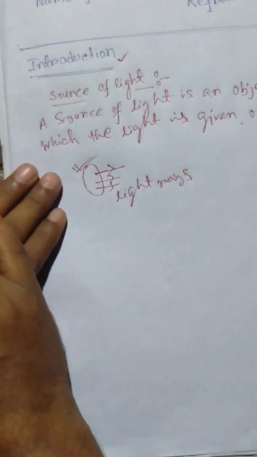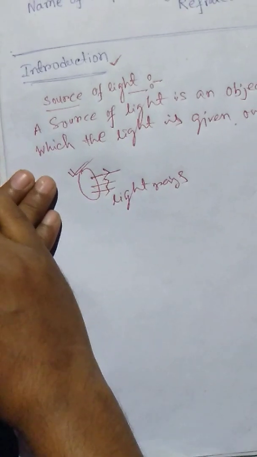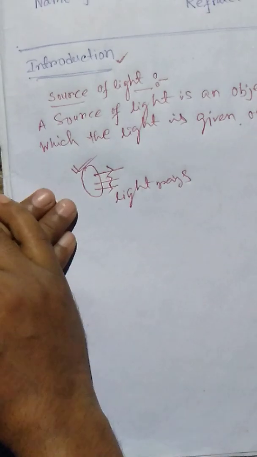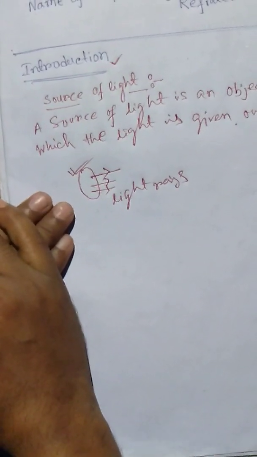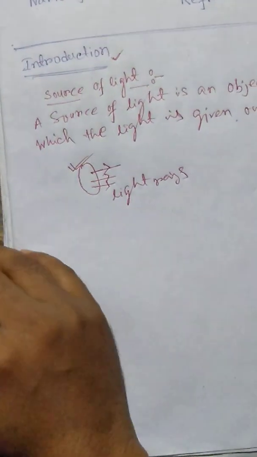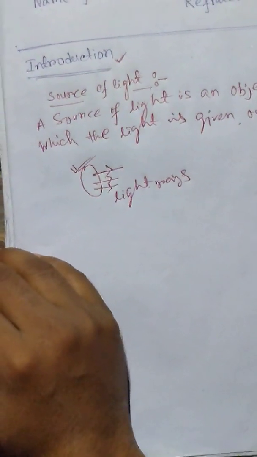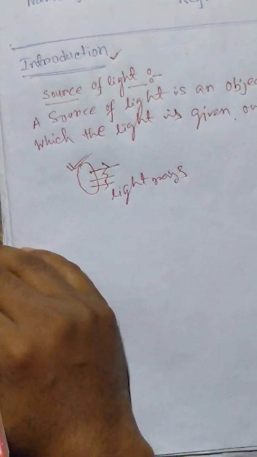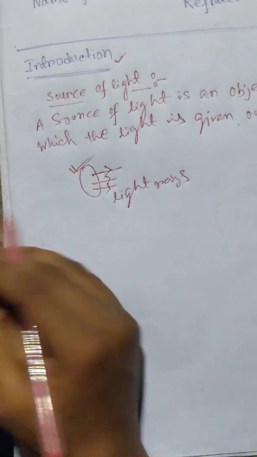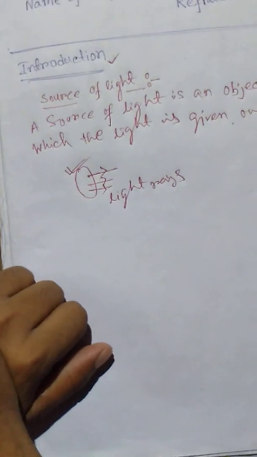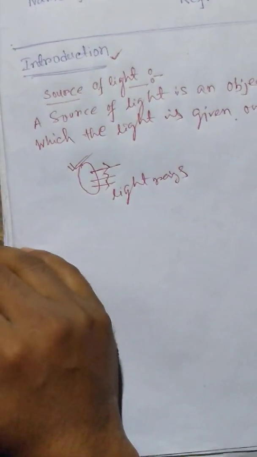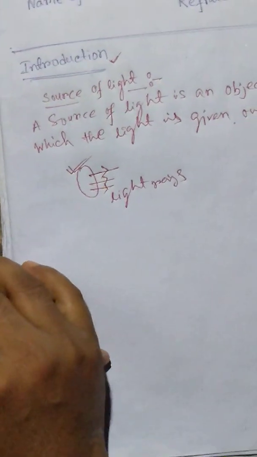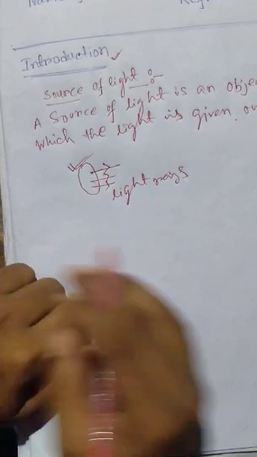And there are so many other sources of light like the burning candle, stars, and electric lamp. These are all sources of light. And as we said first, some are natural sources of light and some are man-made or synthetic sources of light. So depending on it, we divide the sources of light in two bunches.